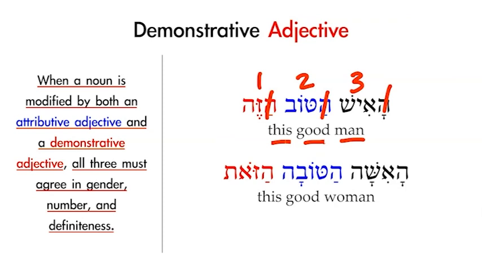Consider the second example, ha'isha hatova hazot. Here we have this good woman. Once again, the noun is followed by the adjective, which is followed by the demonstrative, and they all agree in gender, number, and definiteness. They're all feminine, singular, and definite. The demonstrative adjective functions just like the regular adjective in Hebrew.